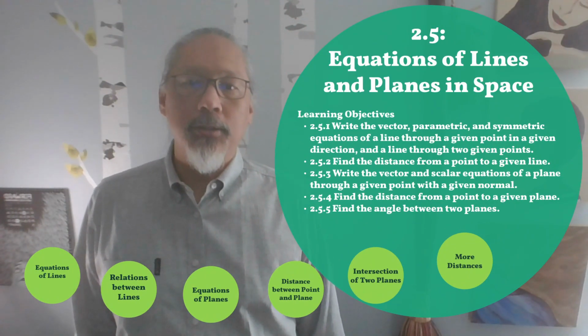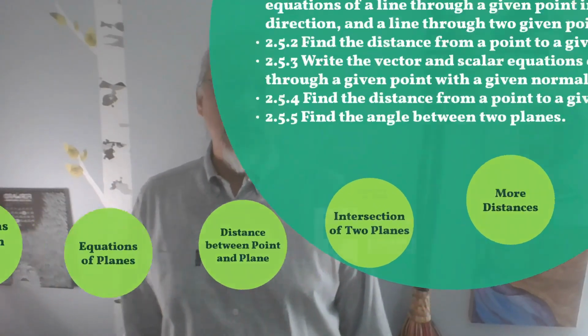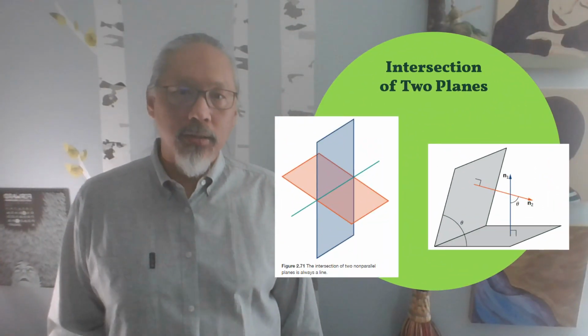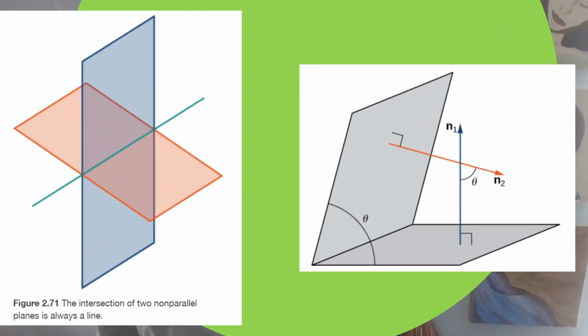Now let's take a look at the intersection of two planes. If two planes intersect, they're going to intersect in a line, provided that they're not parallel. And furthermore, the angle between the planes where they intersect is exactly the same as the angle between the normal vectors. So if you want to find the angle between two planes, you just find the angle between their two normal vectors by finding the dot product.